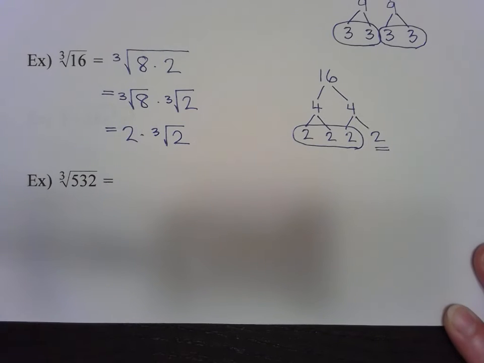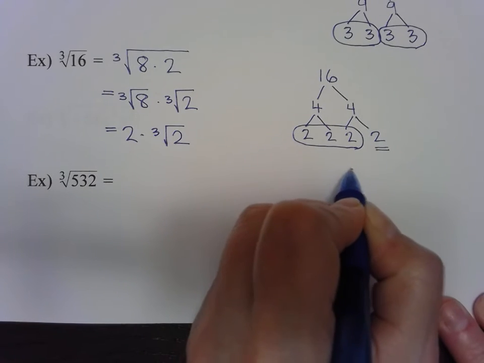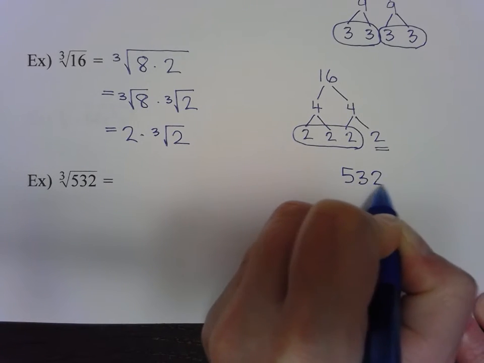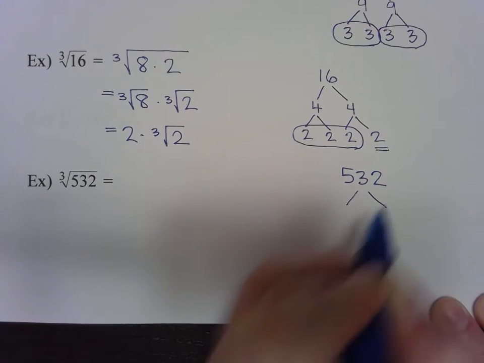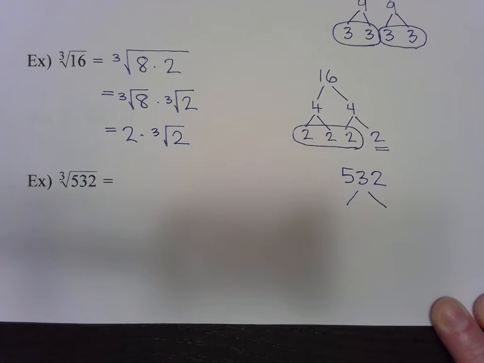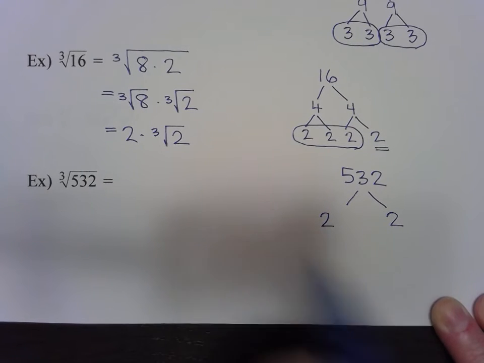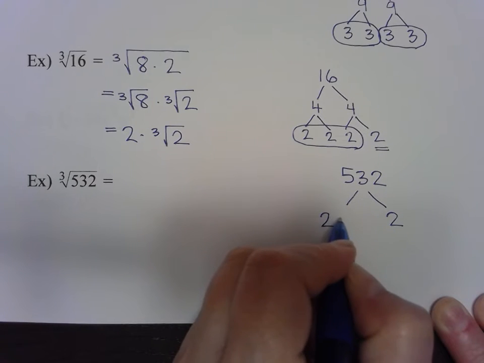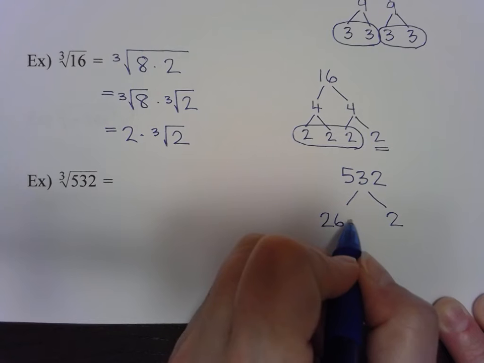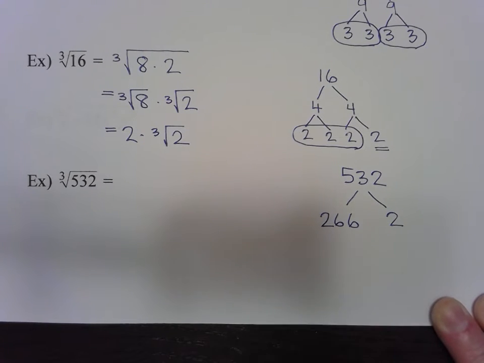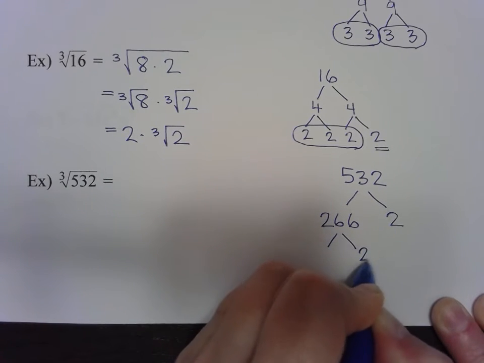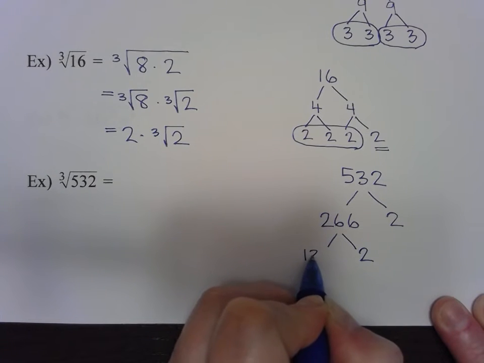Okay, what about 532? Let's try this one. I don't remember how this works out, so this should be fun. Okay, let's divide it by 2. And you probably have a calculator. I don't have mine with me. Let's see. It's 266. Okay, and that's even. So that's divisible by 2. So 133.